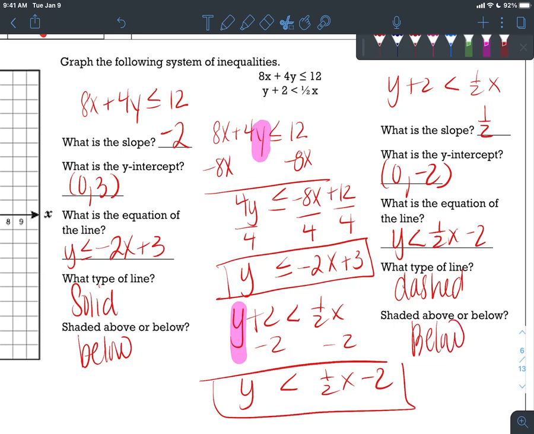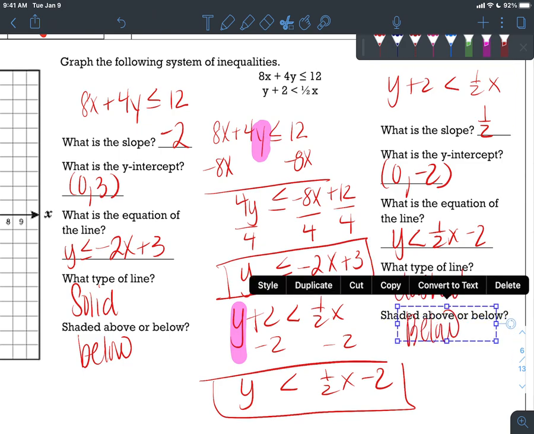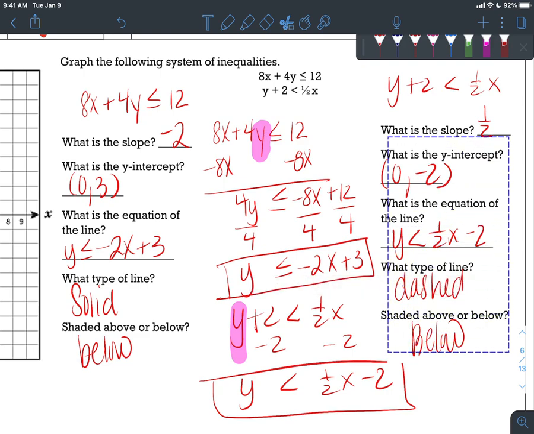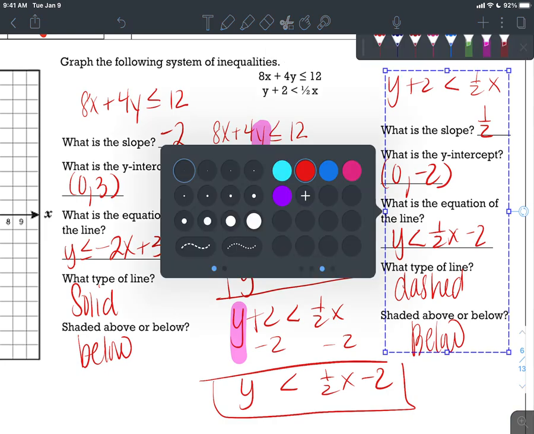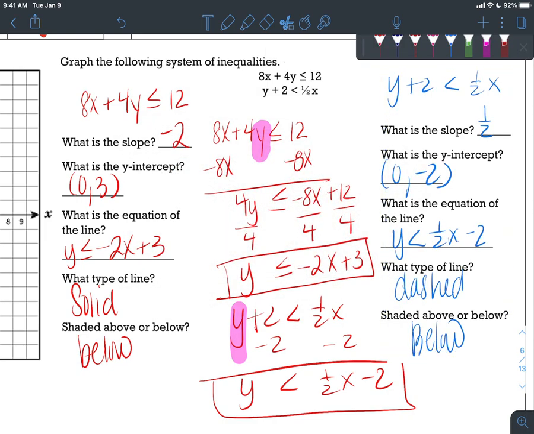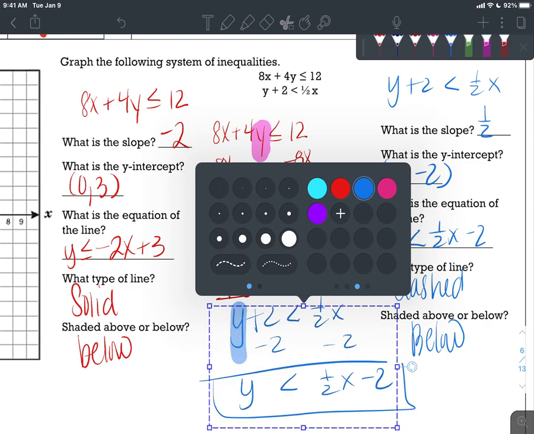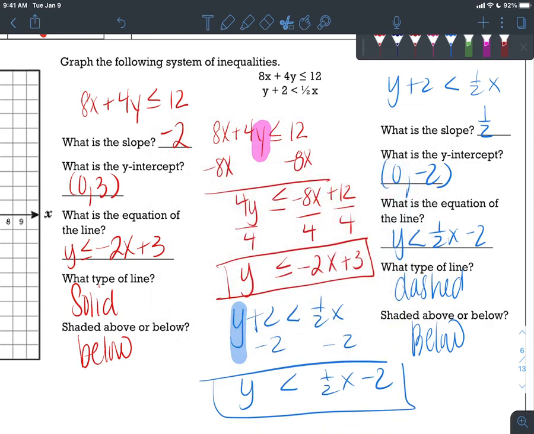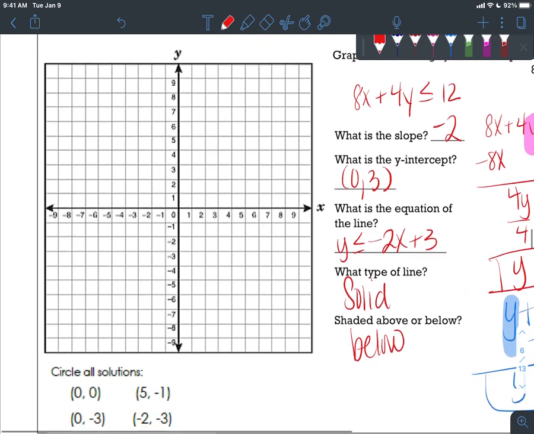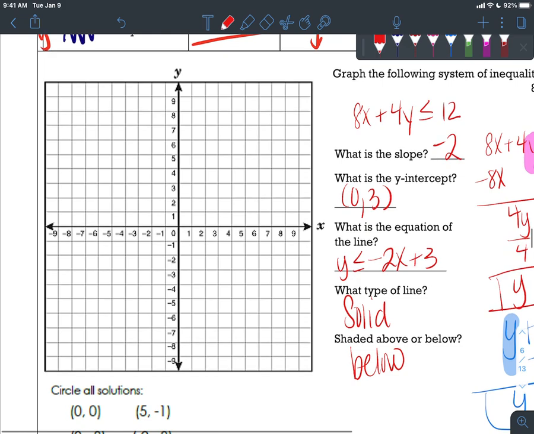Okay. I'm going to go ahead and do this one in a different color just so we can differentiate a little bit better. Okay. So let's go ahead and deal with this one in red here. So this one is y less than or equal to negative 2x plus 3.